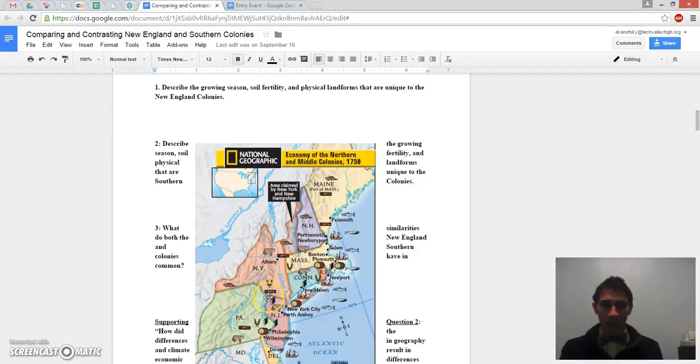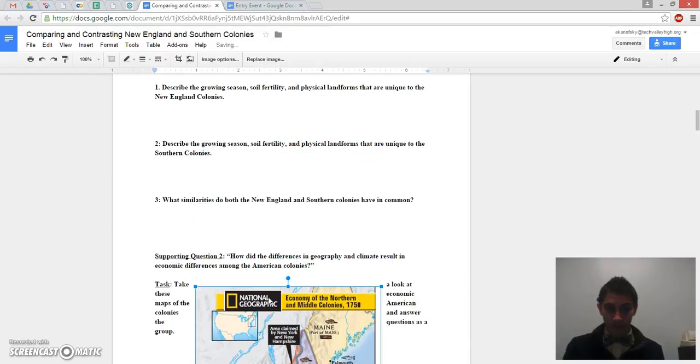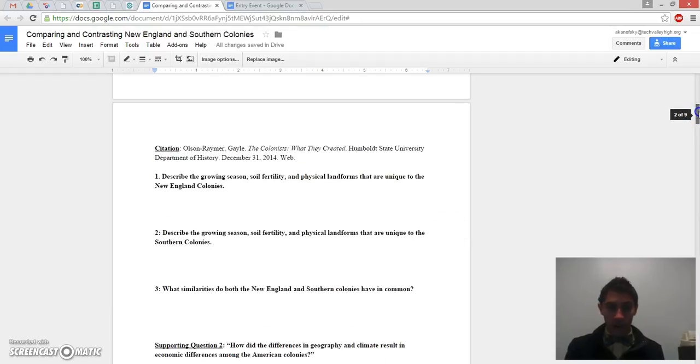Don't mind the formatting. For some reason, this Google Doc isn't adhering to the format I set it, so just move this picture down decent ways. There we go. That's a lot better. So you're going to answer those questions in association with the maps above.